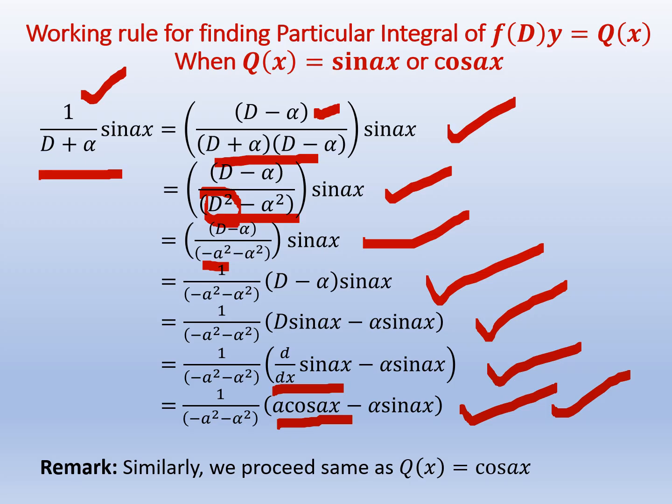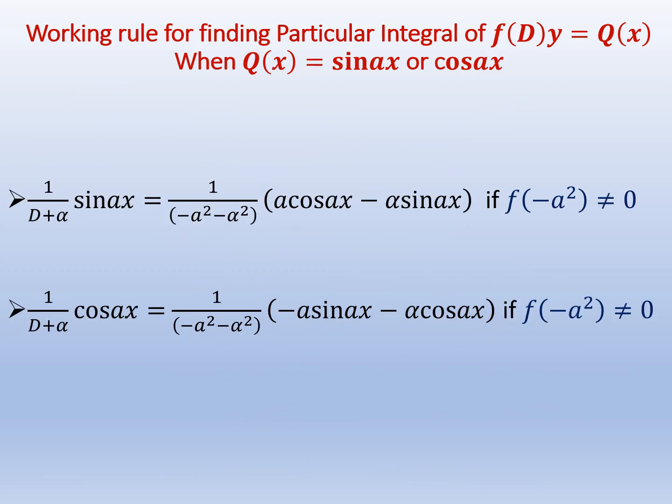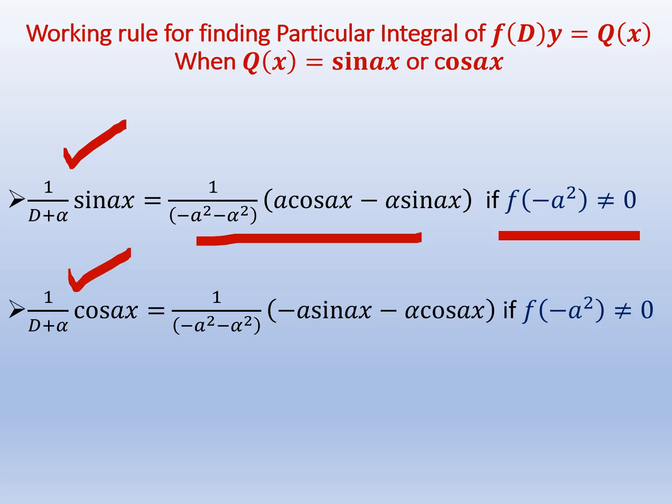Similarly, we proceed for the non-homogeneous term cos ax. Thus, for the case f of minus a square not equals to 0, we have a particular integral 1 by D plus alpha sin ax is equals to 1 by minus a square minus alpha square of a times cos ax minus alpha times sin ax. Similarly, the particular integral 1 by D plus alpha into cos ax is equals to 1 by minus a square minus alpha square of minus a times sin ax minus alpha times cos ax.